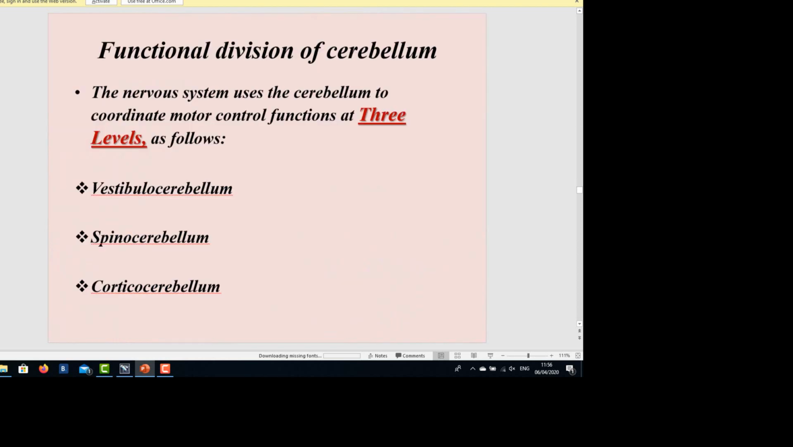Now, functional division. What is the functional division of the cerebellum? The nervous system uses the cerebellum to coordinate the motor control functions at three levels. They are the vestibulocerebellum, spinocerebellum, and corticocerebellum.